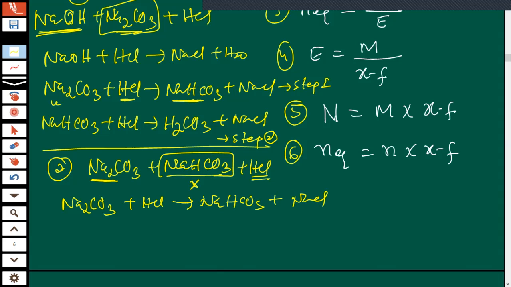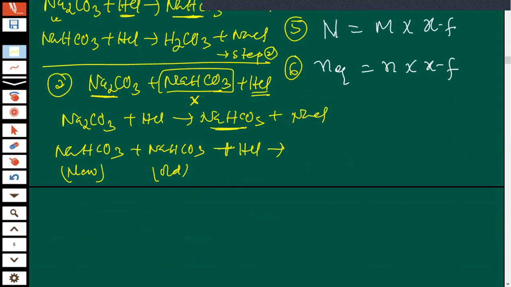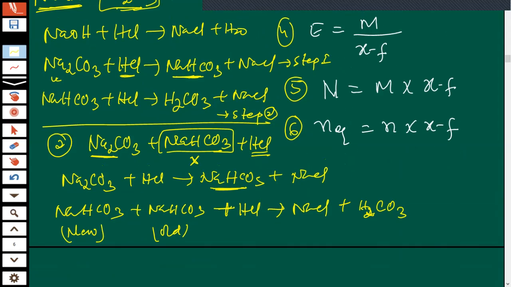And once they are converted into it, then again they will react, both the newly formed NaHCO3 and the old NaHCO3 which was already present in the sample, and then they will react with HCl. Okay, and what will they give you? They will give you NaCl and H2CO3, right? Did you understand, children?